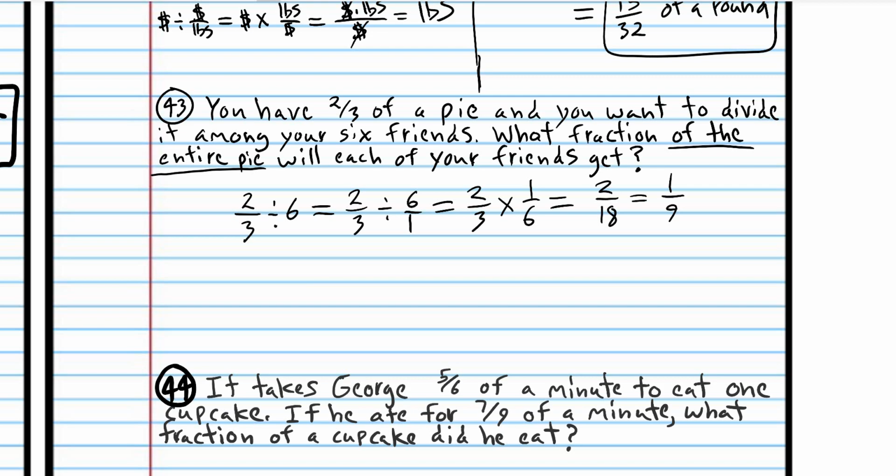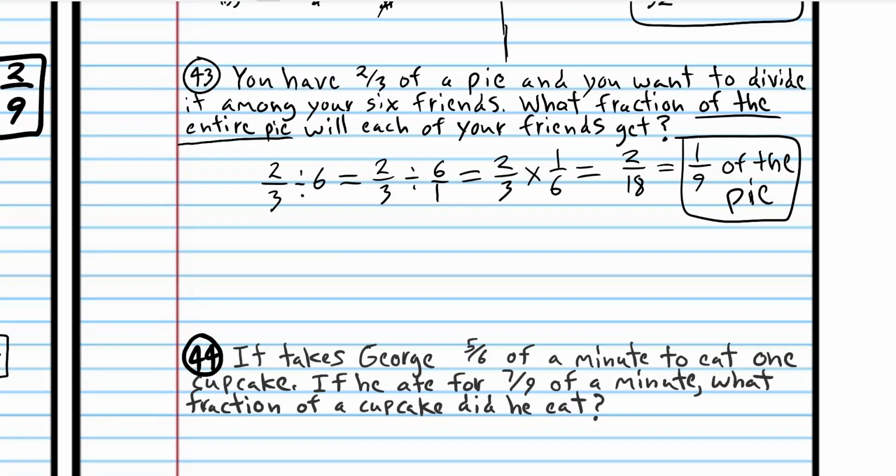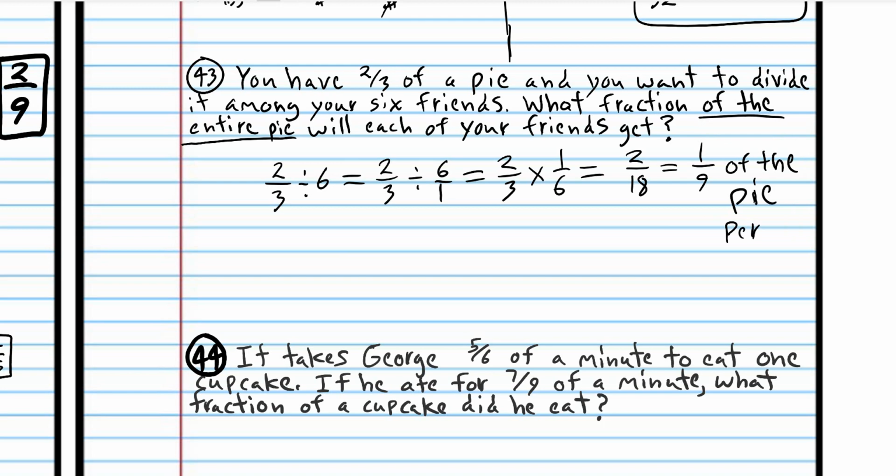So now at this point you're thinking, well, what did we just figure out? Well, it's not that difficult to figure out, because it says right here, what fraction of the entire pie will each of your friends get? So we just figured out each friend will get 1/9 of the pie. I shouldn't use a capital P there. Actually, now that I think about it, this should be 1/9 of the pie per friend, for each friend.